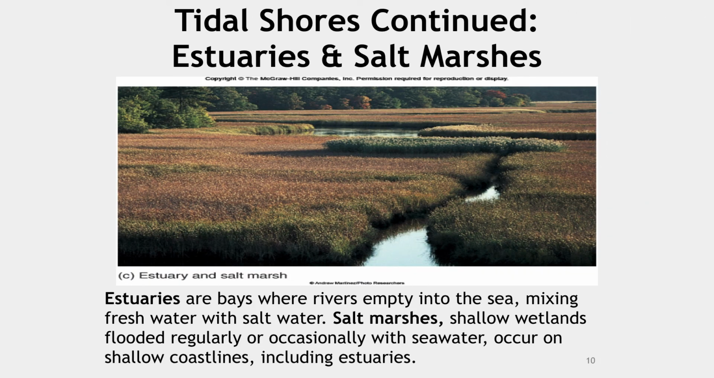Estuaries are bays where rivers empty into the sea, mixing fresh water with salt water. Salt marshes, shallow wetlands flooded regularly or occasionally with seawater, occur on shallow coastlines, including estuaries. Usually calm, warm, and nutrient-rich, estuaries and salt marshes are biologically diverse and productive. Rivers provide nutrients and sediments, and a muddy bottom supports emergent plants whose leaves emerge above the water surface, as well as the young forms of crustaceans such as crabs and shrimp, and mollusks such as clams and oysters. Nearly two-thirds of all marine fish and shellfish rely on estuaries and saline wetlands for spawning and juvenile development.